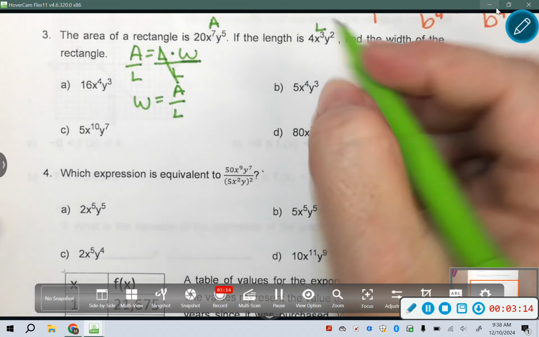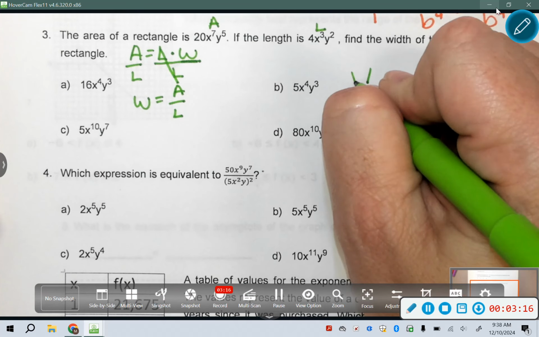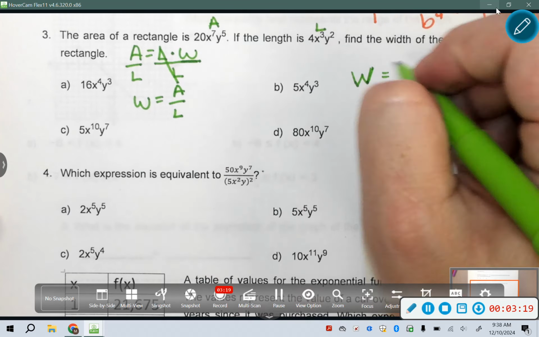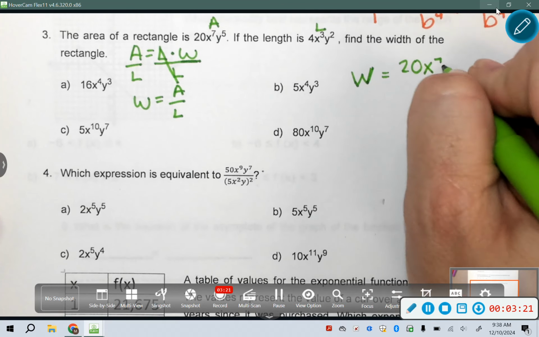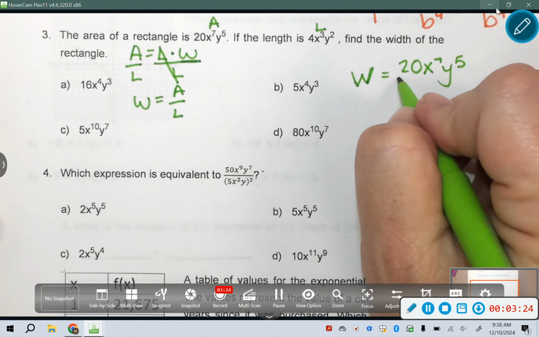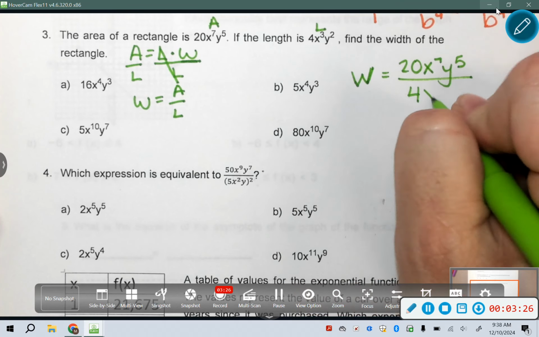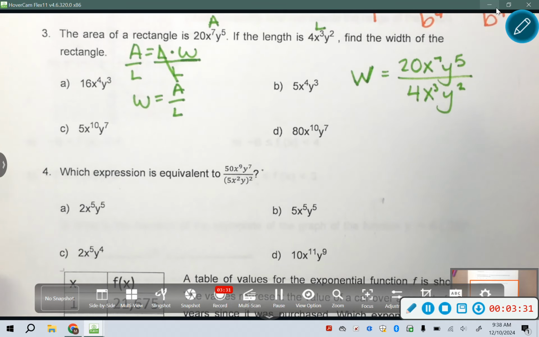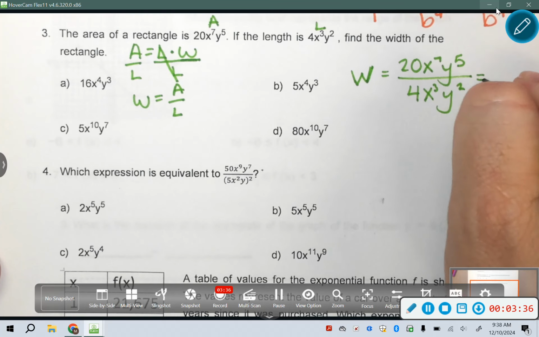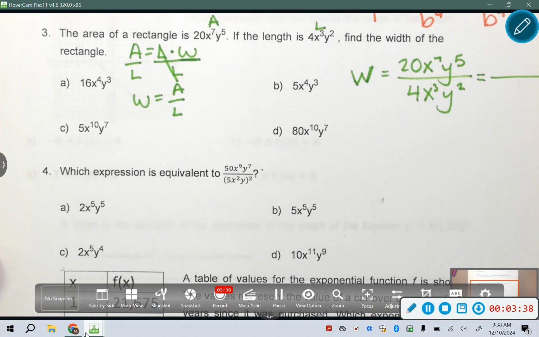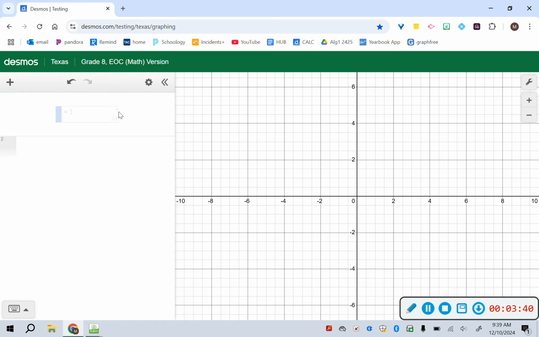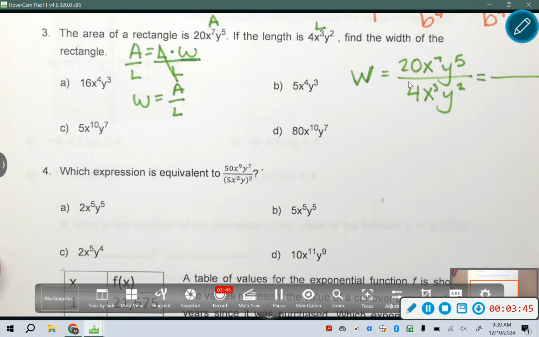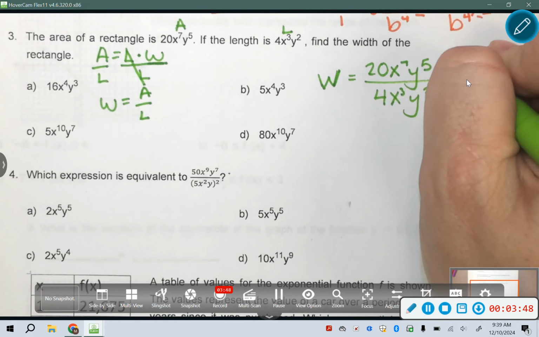So knowing that, I'm going to take my area, which is 20x to the 7, y to the 5, over my length, which is 4x to the 3rd, y squared, and I'm going to simplify. So the big thing to remember is when we're dividing, we subtract exponents. However, we treat big numbers like normal. So if we struggle with fractions, not a big deal. We're going to use our calculator. I'm going to type 20 divide 4, and it gives me 5, which is a whole number. So I'm going to write 5 on top.